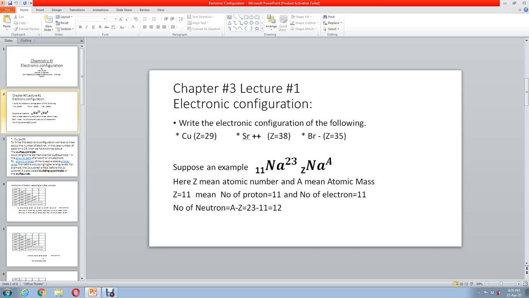Z also tells about the number of electrons too. Here Z is 11, so there are 11 electrons. With the help of atomic number and atomic mass, we can easily find the number of neutrons: A minus Z, here A is 23, so 23 minus 11 is equal to 12. It means that there are 12 neutrons.